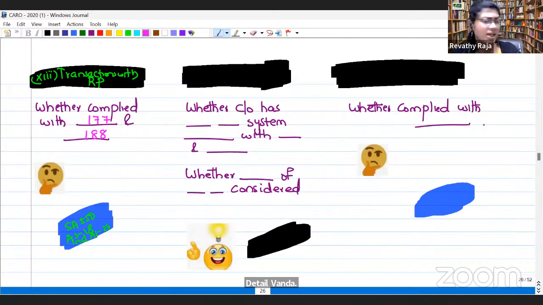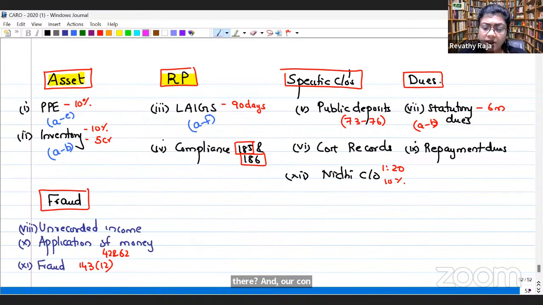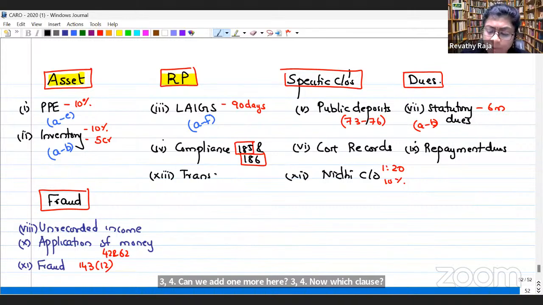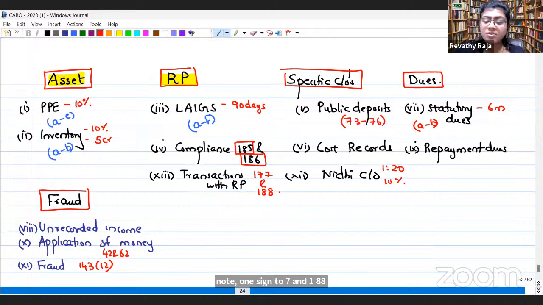Which other clauses were there? Our account sheet, where is that sheet? Can we add one more here? Now which clause? 13. Transactions with RP. Any figures? Section 177 and 188. Other transactions can be sale, it can be purchases. Whenever there is a transaction, whether this section has been complied. That's it.